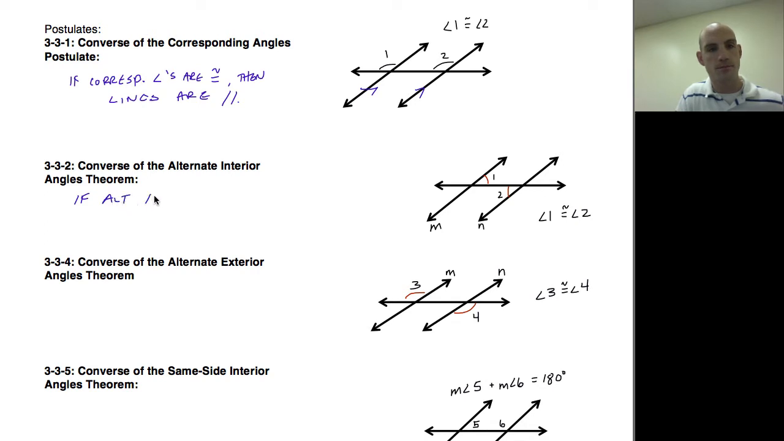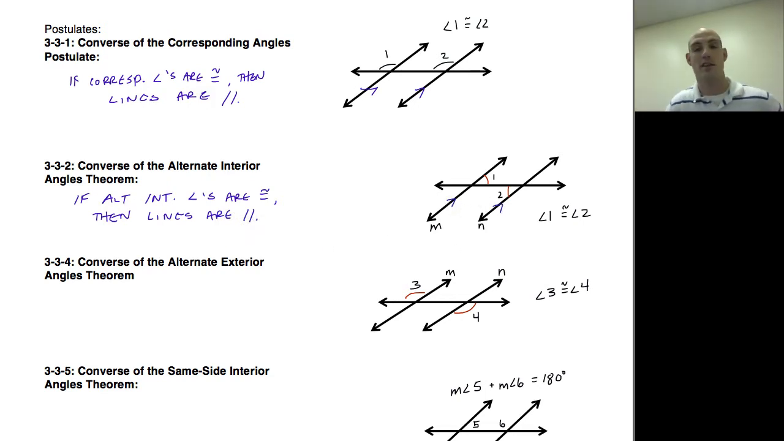If alternate interior angles are congruent, then lines are parallel, meaning the lines that are cut by the transversal. So now we can say that these are parallel because the alternate interior angles are congruent. Remember, before we said they're parallel, so the angles are congruent. Now we're doing the converse of that, saying angles are congruent, therefore the lines are parallel.